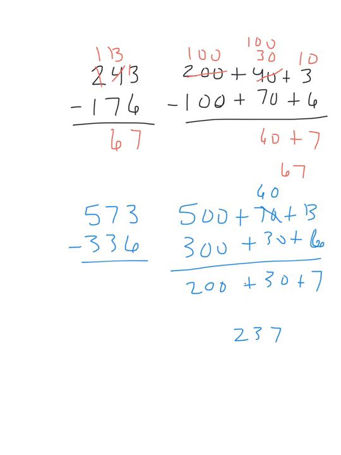Let's go back over here and double check. Again, we could say, well, I can't take 6 from 3, so I can borrow a 10. Instead of having 7 tens, I have only 6 tens. I'm going to borrow one of those tens. So 13 minus 6 is 7. Again, I could take 30 from 60. And then I can take 300 from 500. Again, I get an answer of 237.